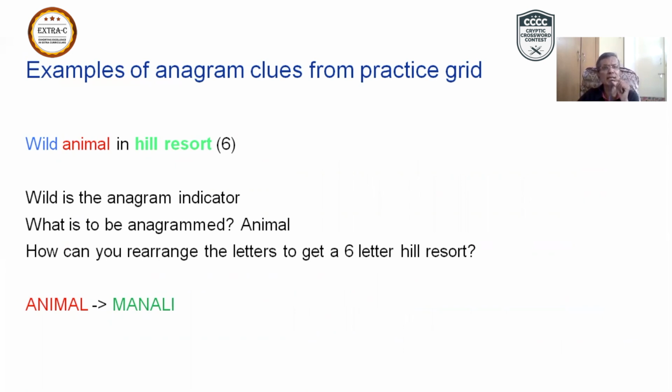Now, what is to be anagrammed? It's a 6-letter answer. And you also have a 6-letter word, animal, in the clue itself. Now, can you rearrange the letters of animal to form a 6-letter hill resort? If you rearrange A-N-I-M-A-L in animal, what do you get? You get Manali, M-A-N-A-L-I, which, as you all know, is the name of a hill resort. So that's how you solve this anagram clue.